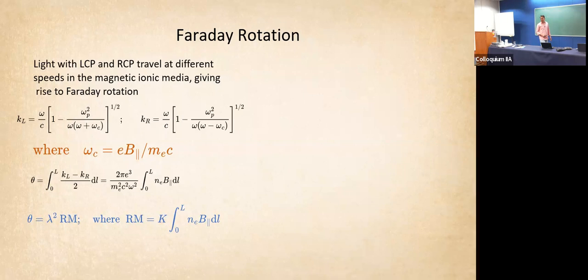As the light passes through the medium, its plane actually rotates, and the rotation is proportional to this quantity. The general result is that theta is lambda squared times RM. So it is proportional to the square of the light wavelength. The larger the wavelength, the more the rotation that happens. So low frequencies are better for RM measurements to detect the magnetic field.